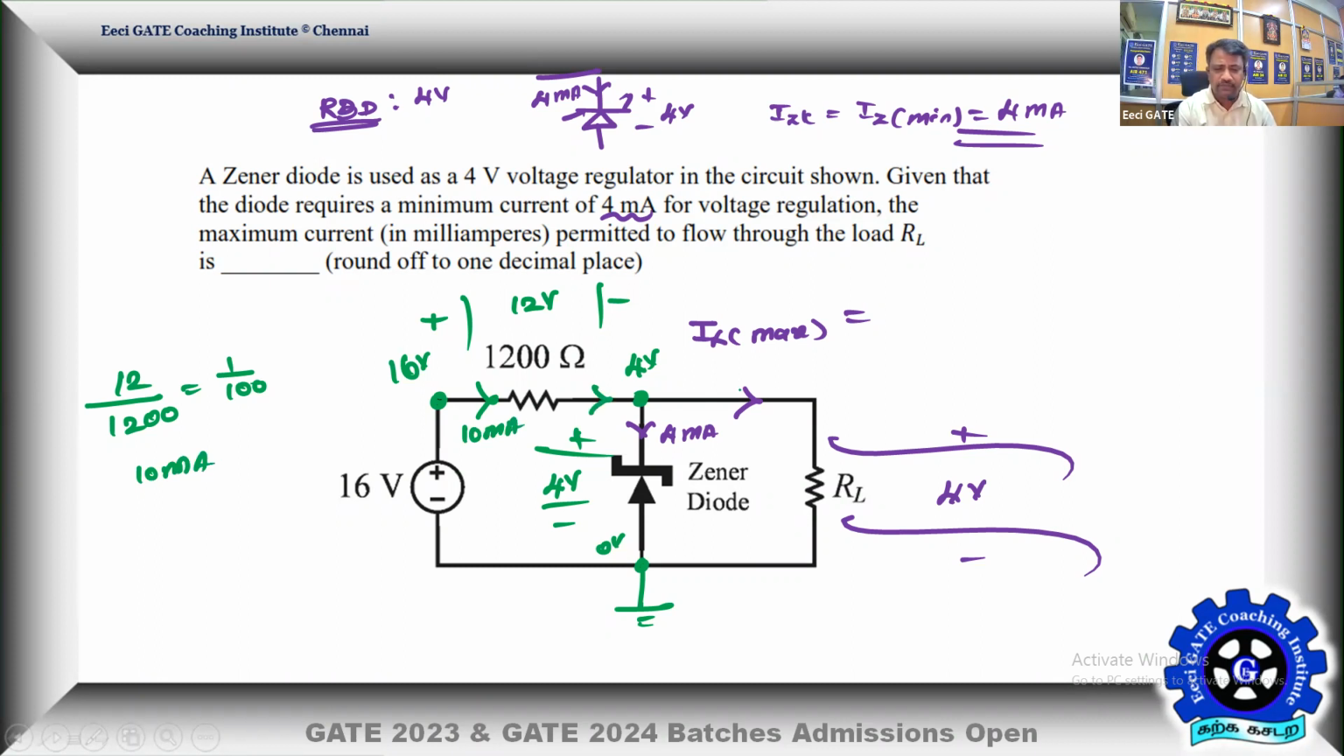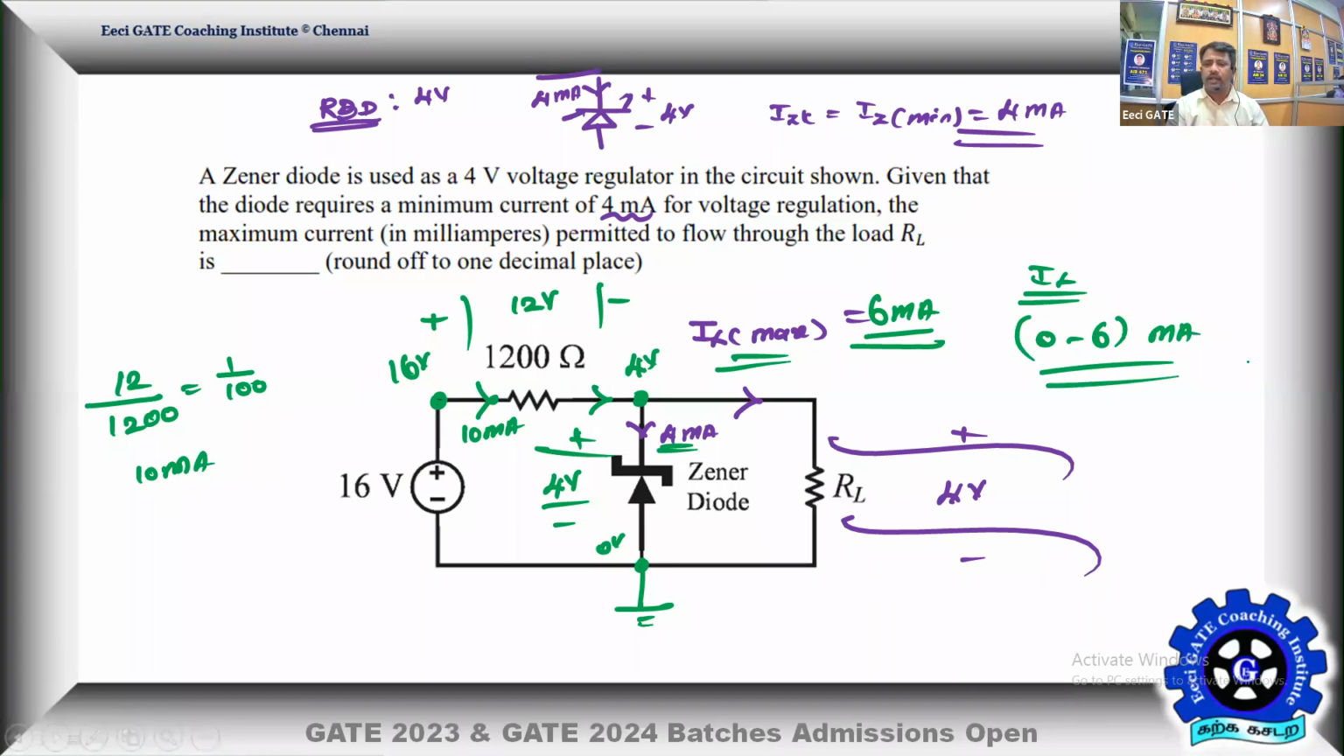So 10 milliamps comes in, and the Zener demands a minimum of 4. Therefore, the load cannot take more than 6 milliamps. So that's the maximum current the load can draw. That means if the load current has a range of 0 to 6 milliamps, we should not draw anything beyond 6. So the maximum current permitted to flow through the load is a number, and the answer is very simple, a straightforward problem for 1 mark.